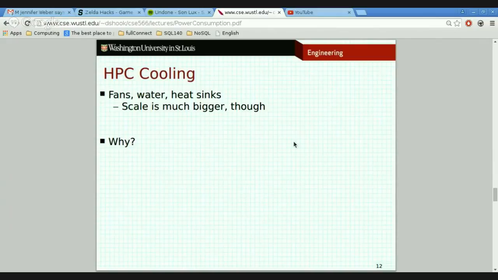Why is this? We talked about how efficient liquid submersion is. We talked about the interesting idea of hot water cooling. Why aren't more people using those novel ideas? And the answer, unsurprisingly, is cost. Fans are cheap. Heat sinks are very, very cheap. Water cooling is even relatively inexpensive. So it all boils down to how much these systems cost.